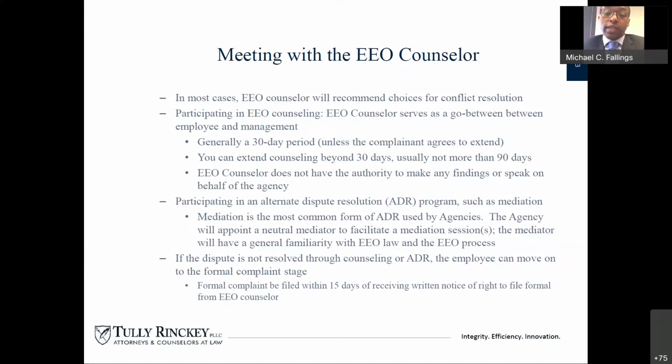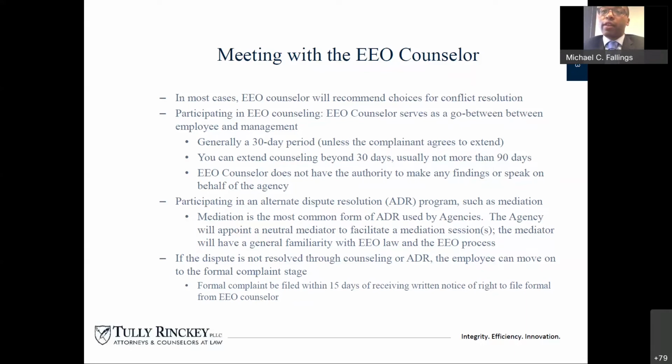The traditional counseling process is a 30-day period. That means 30 days from when you initiated contact. And the counselor will likely respond and tell you the date they are counting for initiating contact. That EEO counselor is a neutral person who will speak with you regarding your claims, and then will speak with management regarding the responses to your claims. Under this traditional process, the counselor will interview you and interview management.